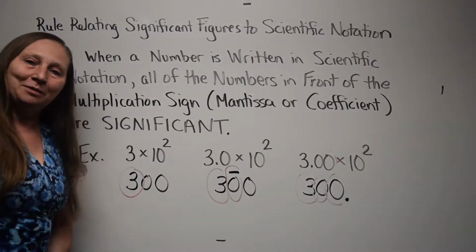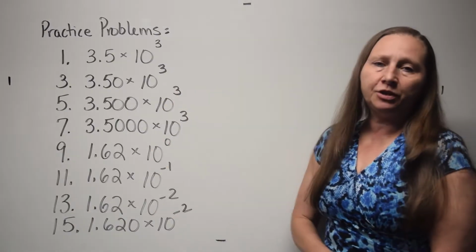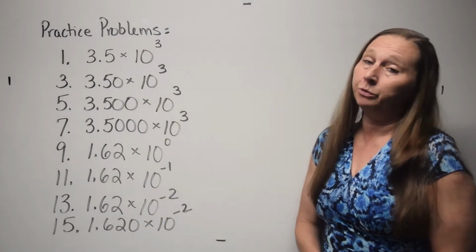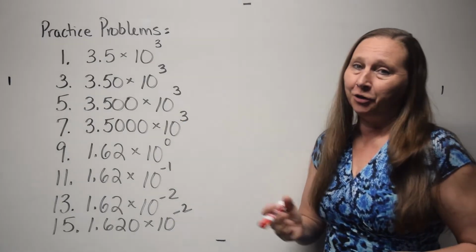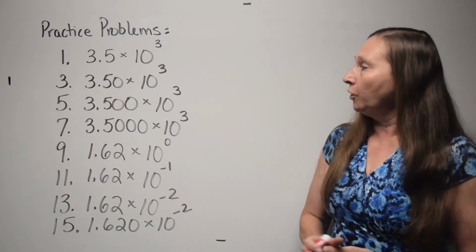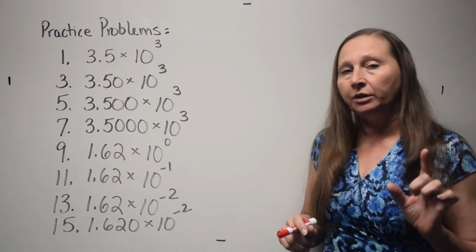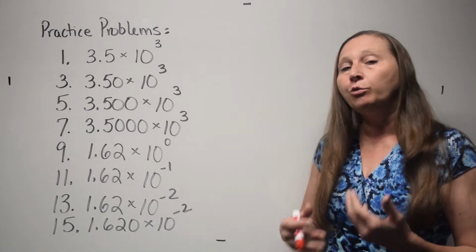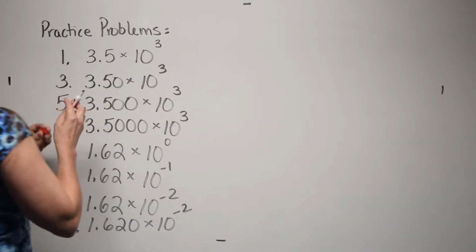Let's try some examples. All right, let's figure out how many significant figures we have in each of these numbers in scientific notation, which is really easy. You just count the number of numbers in front of the multiplication sign and you're done. And then the trickier part, let's convert these numbers in scientific notation to decimal form with the correct number of significant figures indicated by how you write the decimal number. All right, so here we go.